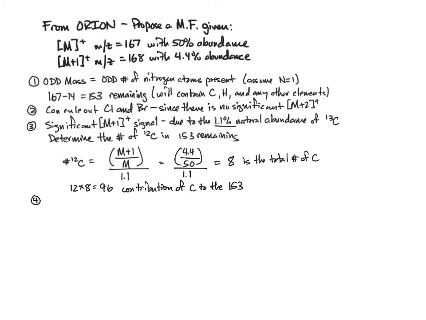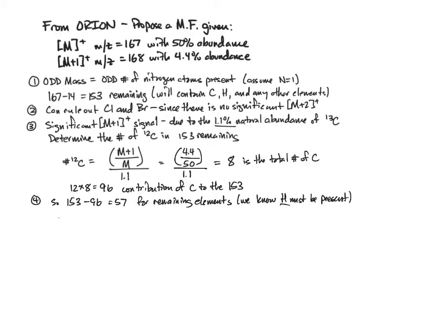So in our next step, we can basically do the following. 153 minus 96, that gets us 57 mass units for remaining elements. And so we know hydrogen has to be in there. But another element must be present as well for the following reason.